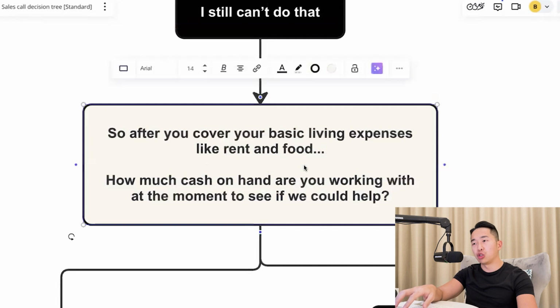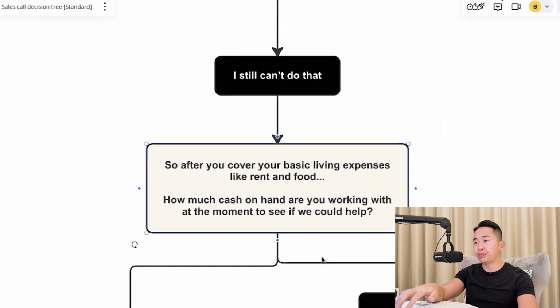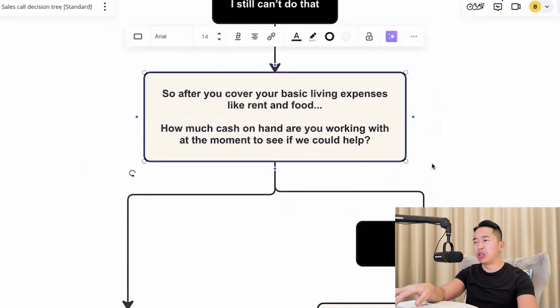So we first go into the cash in hand. After you cover the basic expenses like rent and food, how much cash in hand are you working with at the moment, to see if I can help? So you go into that. If it's more like B2B business owners, then you can say, after your basic living and business expenses, how much cash in hand are you working with?